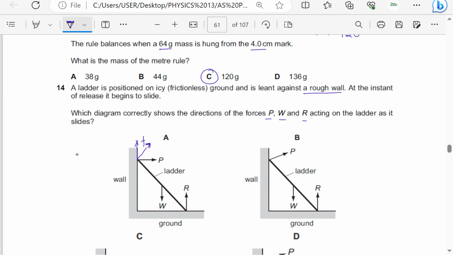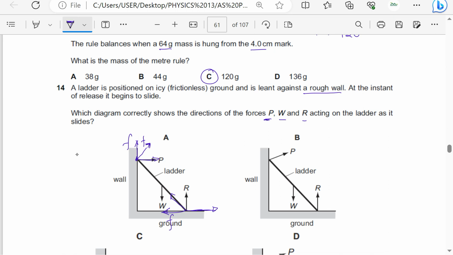So when it slides, this part will move to the left. That means friction is in the opposite direction. So this is friction. So friction should be in the other direction. So if the normal reaction is there, there should be a force in this direction here. Of course, the weight should be vertically downwards. So P, the total force at this point, will not be horizontal. It is not only the normal reaction, as the wall is rough.